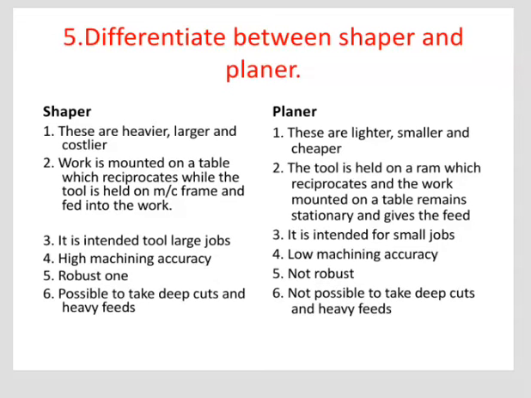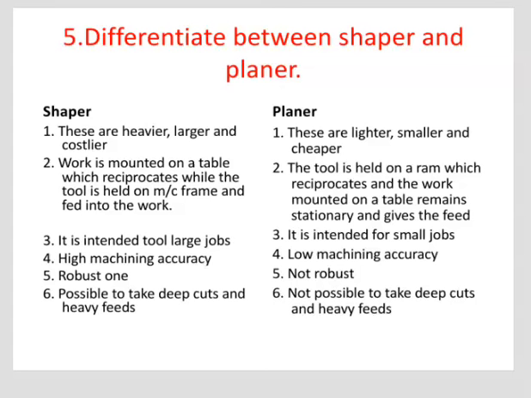Then the fifth question is: differentiate between shaper and planer. Here shapers are lighter, smaller and cheaper; planers are heavier, larger and costlier. In a shaper the tool is mounted on a ram which reciprocates while the work is held on the table and fed into the tool. In a planer the work is mounted on a table which reciprocates while the tool is held on the machine frame and gives the feed.